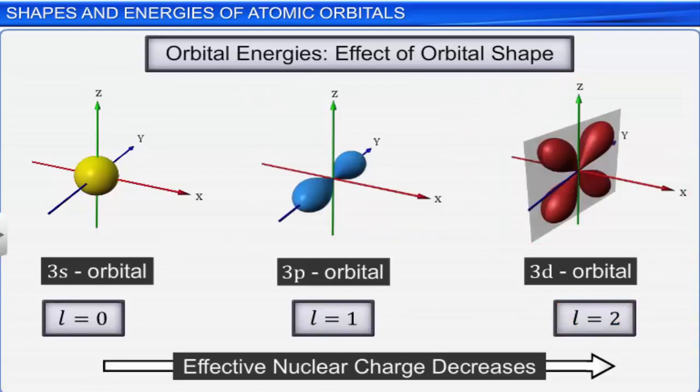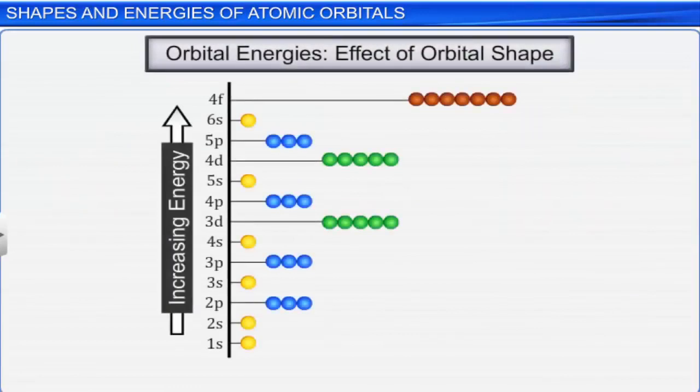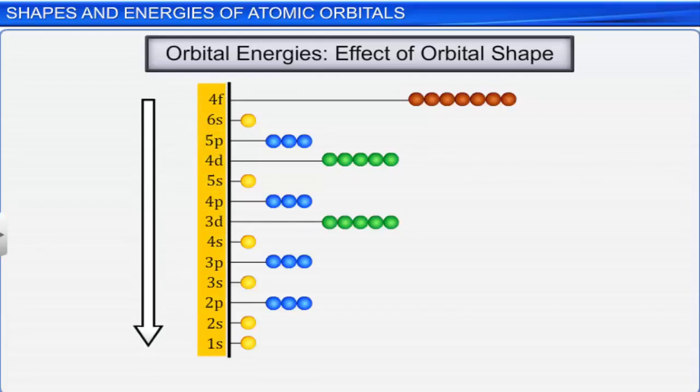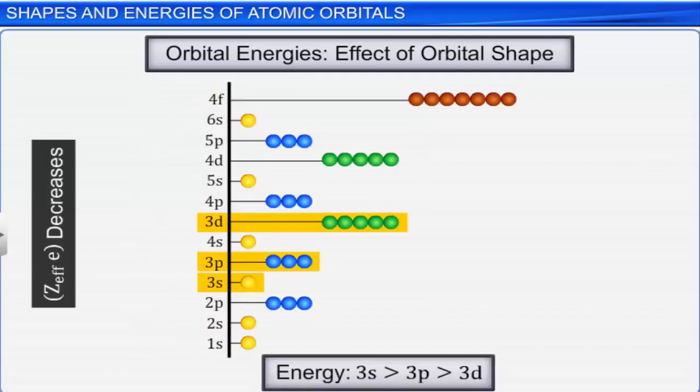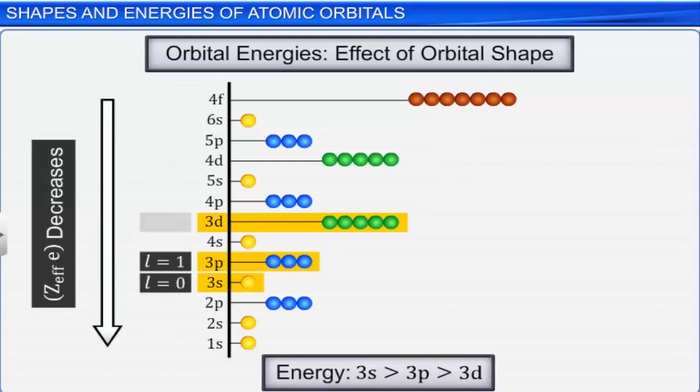Due to the difference in the net effective nuclear charge experienced by different orbitals of a principal shell, the degeneracy is lost and hence they show different energies. Because the effective nuclear charge experienced by the orbitals decreases with increase in L, the energy of s orbital is lower than that of p orbital, and that of p orbital is lesser than d orbital and so on.